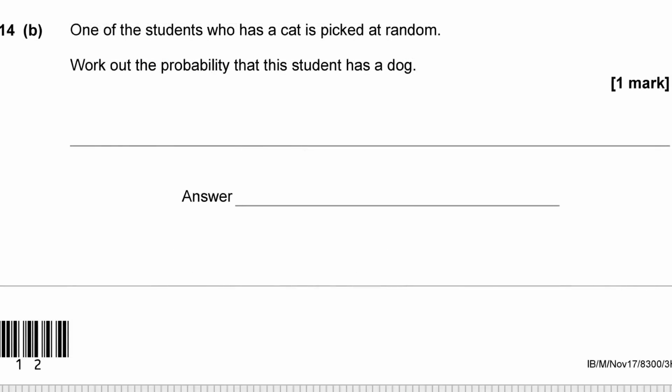So question 14b says, one of the students who has a cat is picked at random. Work out the probability that this student has a dog. Okay, so this is what we call conditional probability. We're being asked, what's the probability that someone has a dog given that they have a cat?